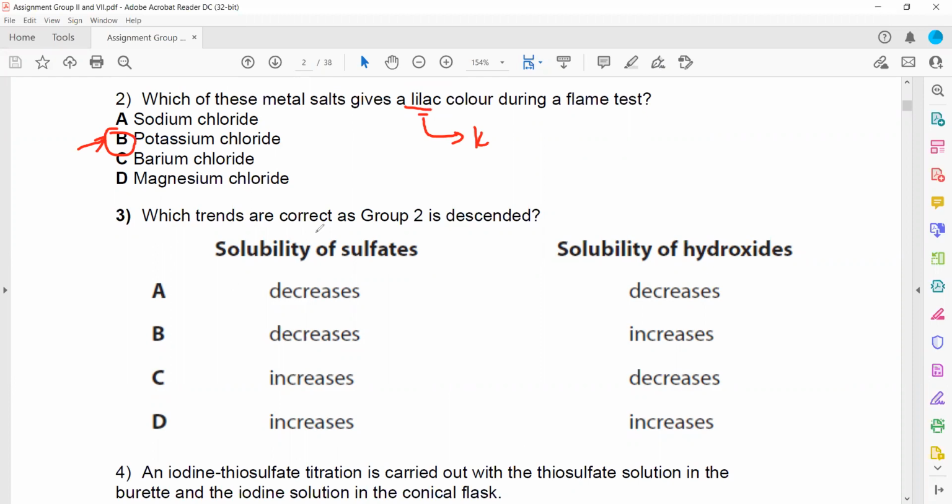For question 3, which trend of solubility of group 2 compounds is correct going down the group? For solubility of sulfate, it decreases as we go down. Metal sulfates at the top of group 2 are more soluble compared to the bottom. But solubility of hydroxide and nitrate always increases down the group. So which one does it match with? It matches with option B. You have to learn these periodic trends.